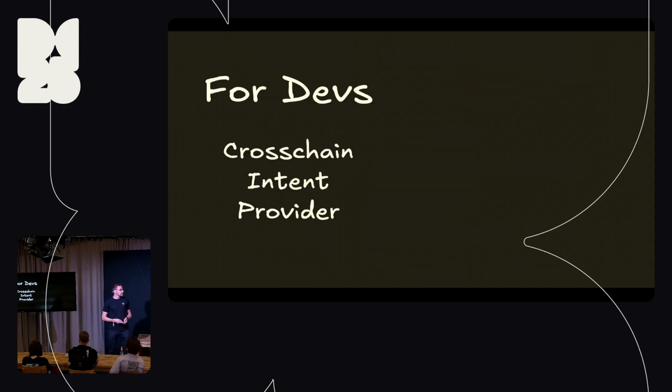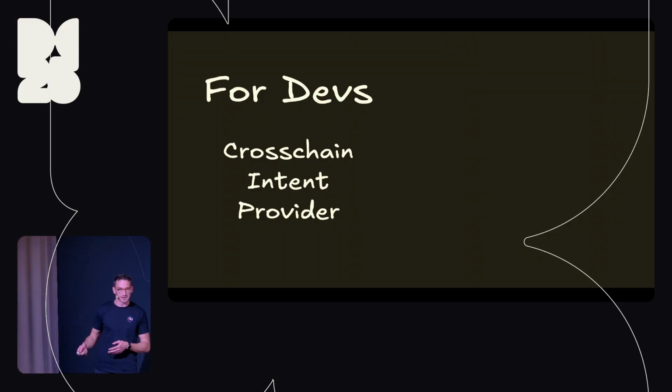For devs, we are a cross-chain intent provider, meaning that you can call Enso's APIs and say, my user has this token on this chain, they want it to end up on this chain in that vault or whatever, and this is all you really need to do in order to get a transaction that does a bunch of swaps, bridges it, and deposits it into the vault on your target chain.